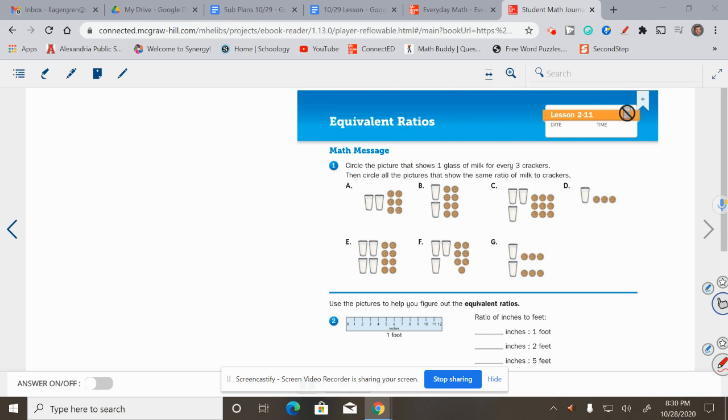Hey guys, so I'm going to walk you through lesson 211, and this one is on equivalent ratios. To start, the math message says circle the picture that shows 1 glass of milk for every 3 crackers. Take a minute and do that, pause the video, and then you can check the answer here.